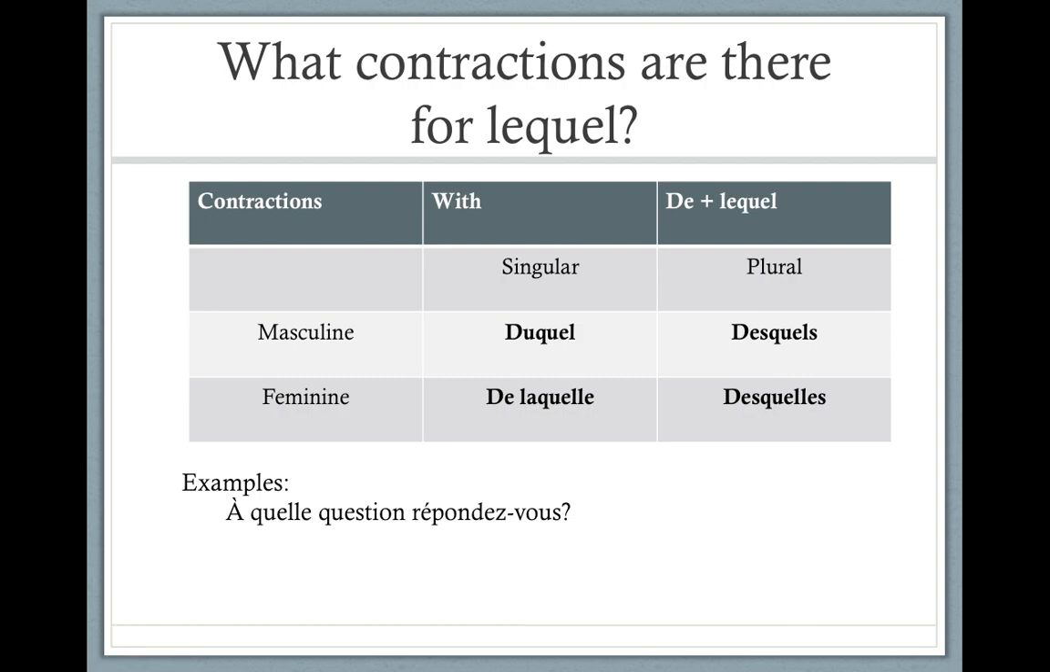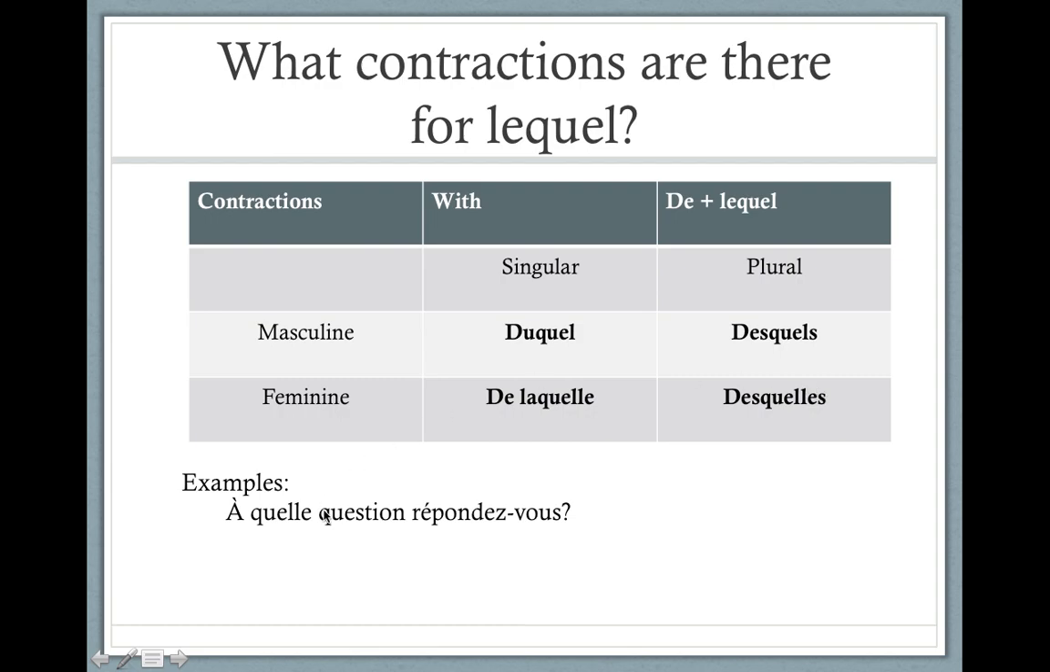Similarly, we also have contractions for de with lequel. So for example, singular masculine is duquel, and we know that makes sense because de plus le equals du. Singular feminine will stay de laquelle. Masculine plural is desquels, which we know makes sense because de plus les turns into des, and then we have the s at the end. And lastly, feminine plural is desquelles. Again, that des indicates that it is plural, while the double le at the end indicates that it is feminine.